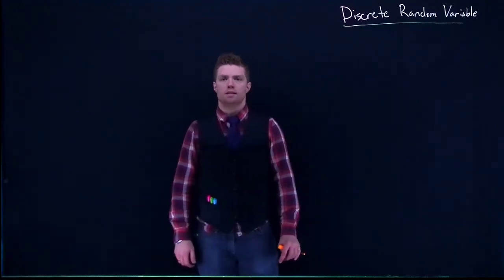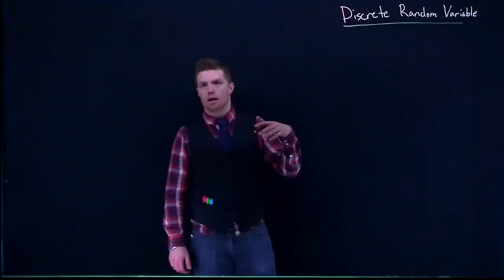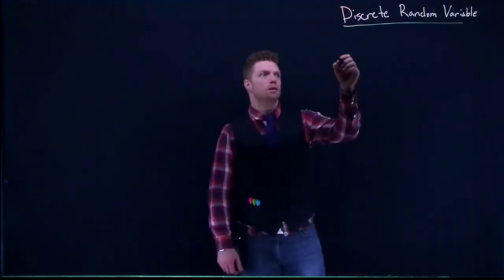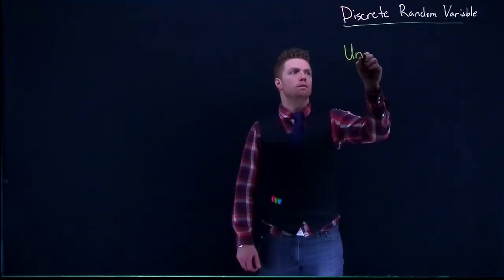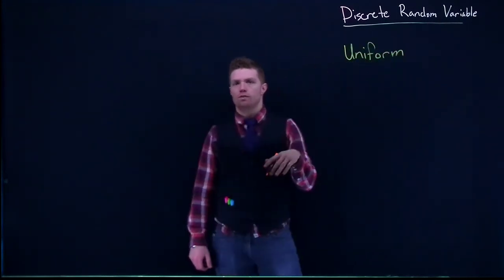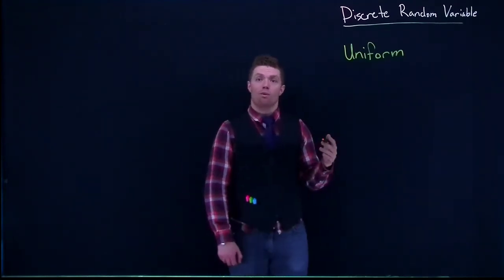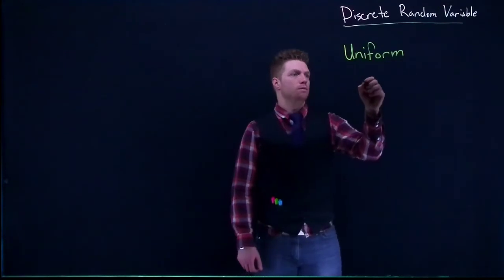Now that we have the basics of our discrete random variables all set up, we are going to start talking about specific distributions within the discrete random variables. And the first one that we're going to talk about is the uniform distribution. And unbeknownst to you, we've already been talking about one of these, and that is our dice roll example.